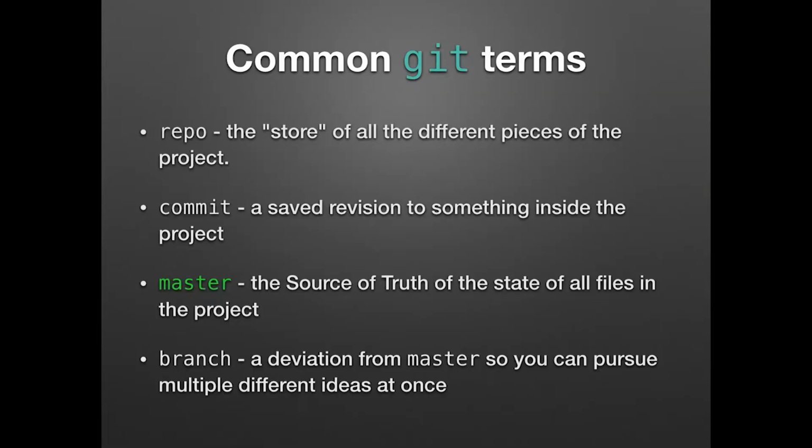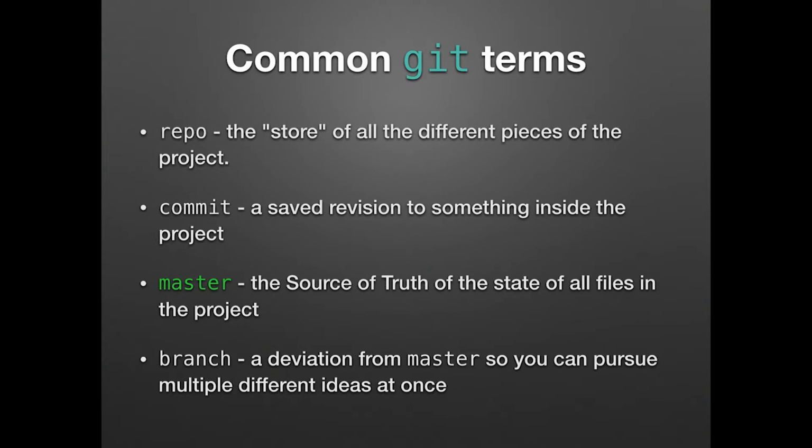Okay, some common Git terms you need to know. Repo, short for repository. This is just the project. Monkey is a repo. Auto package is a repo. If you have a repo on GitHub, you can put whatever you want in there, but each individual repo is a project.